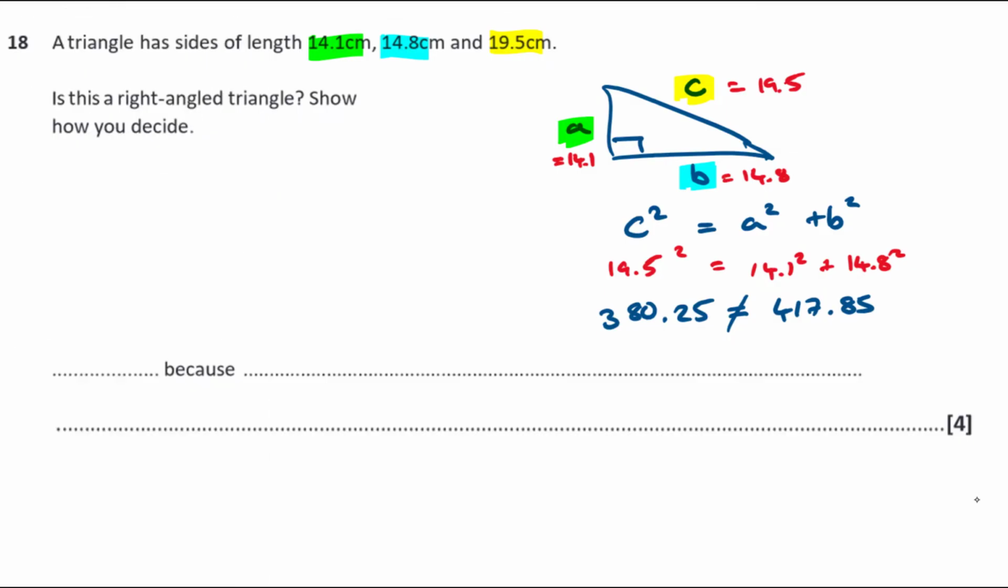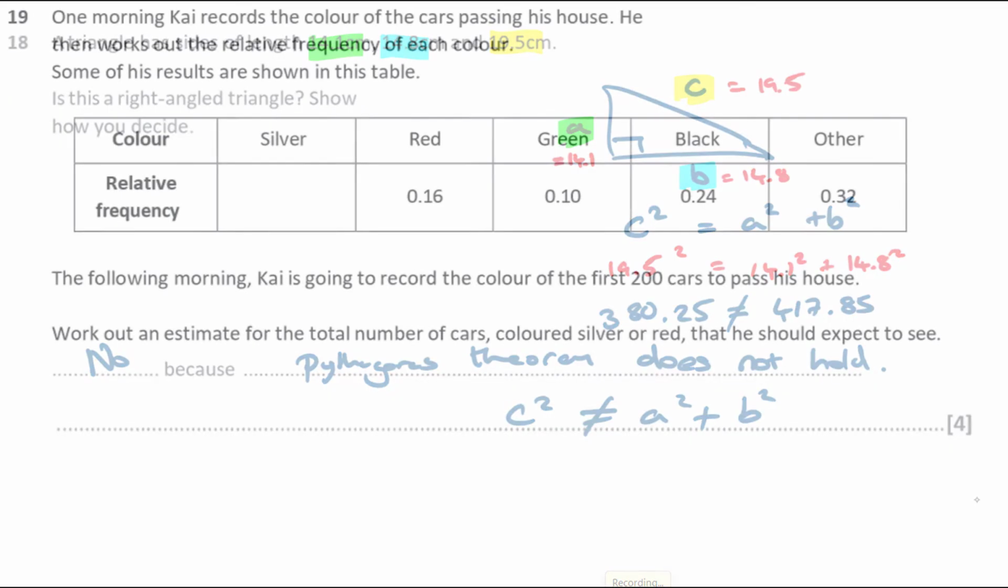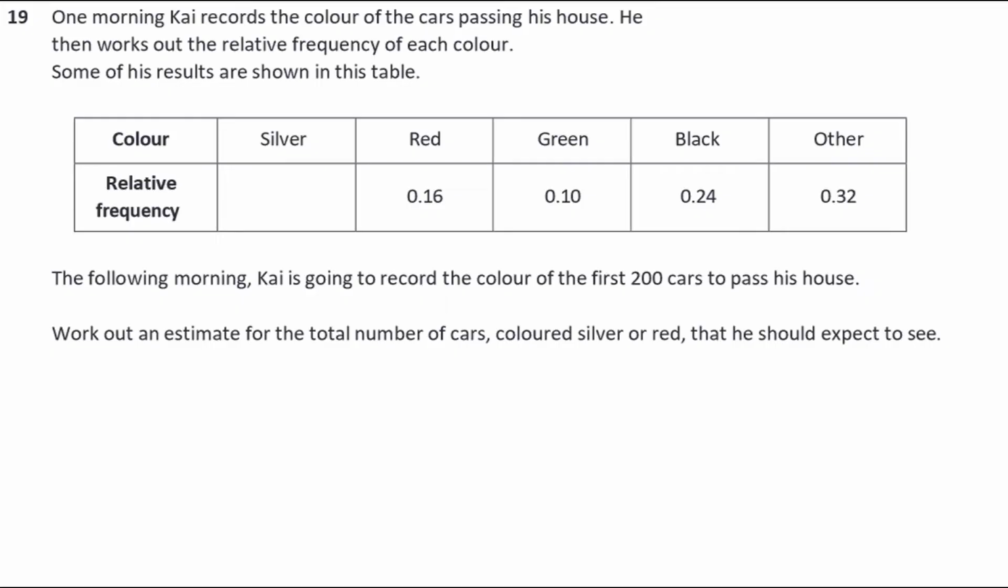So I can now say that no, it's not a right angled triangle because Pythagoras Theorem does not hold. And I might just say that C squared is not equal to A squared plus B squared. So it can't be. If it's a right angled triangle, Pythagoras Theorem holds. If Pythagoras Theorem doesn't hold, then it cannot be a right angled triangle. QED.